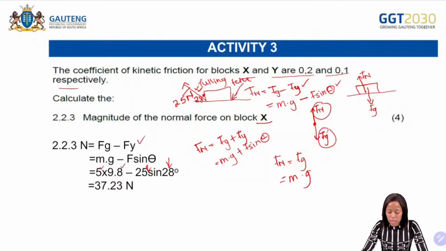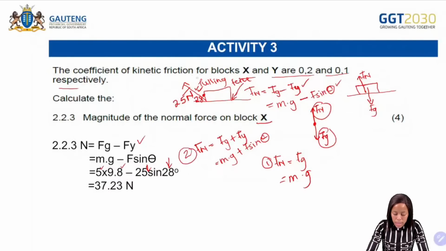So therefore, it means that you will then be substituting the mass and the gravitational acceleration constant there. So make sure that you know the three scenarios. So it's this one, the one with a pushing force, and then number 3 with a pulling force there.